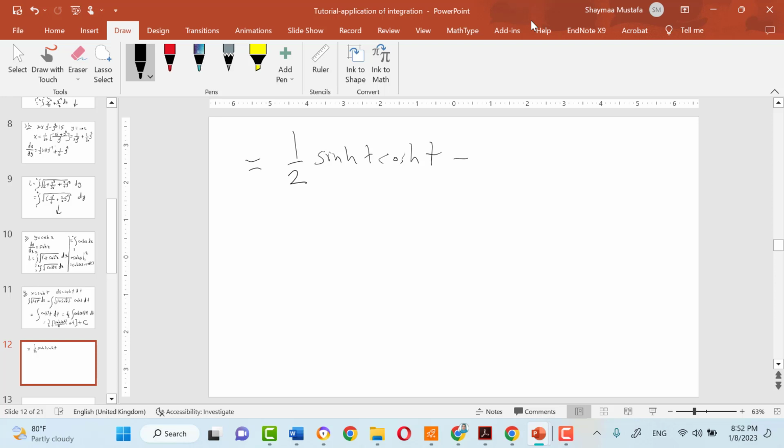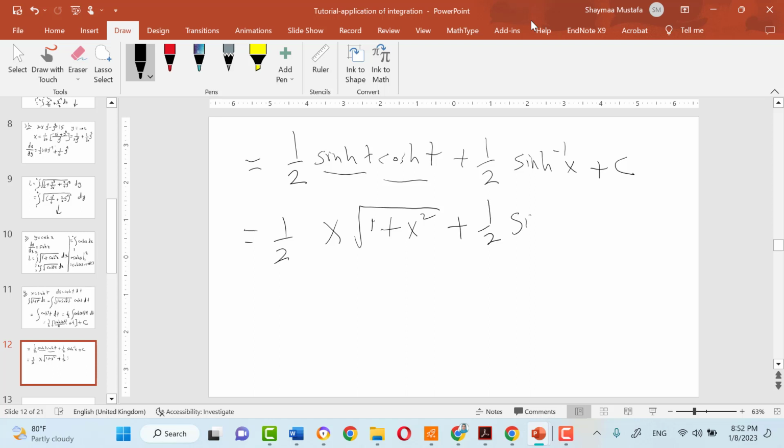plus 1 over 2 t. Here t is sine inverse x, plus constant. So I need to write sine t cos t in terms of x. So sine t is x. Cos t is the square root of 1 minus sine square t, sorry, cos t is the square root of 1 plus x square, plus 1 over 2 sine inverse x plus constant.